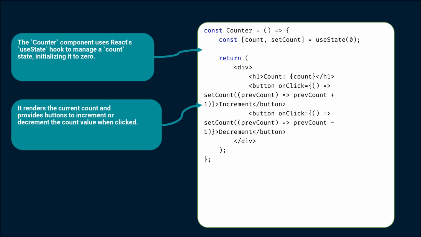Similarly, when we click the decrement button, we reduce the count by 1 in the same manner. This use of the functional update form helps avoid potential bugs related to stale closures while maintaining a responsive user interface. Now let's implement a simple to-do list application using the useState hook to manage our to-dos.